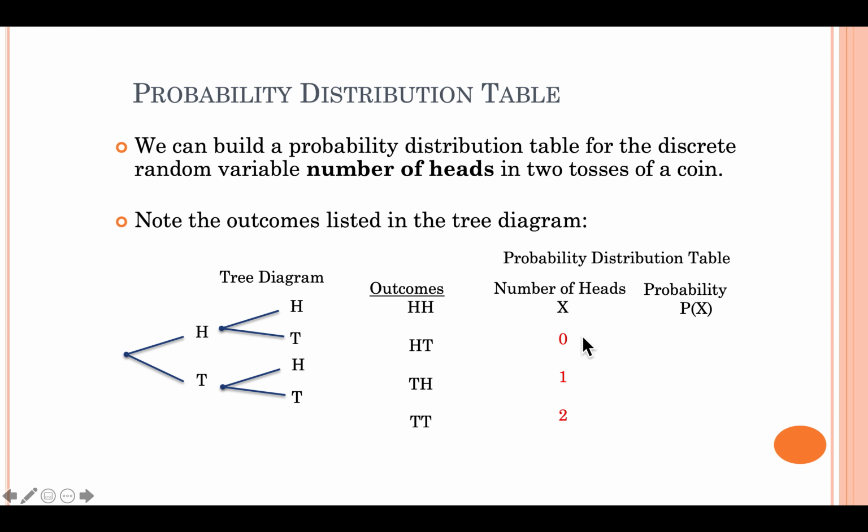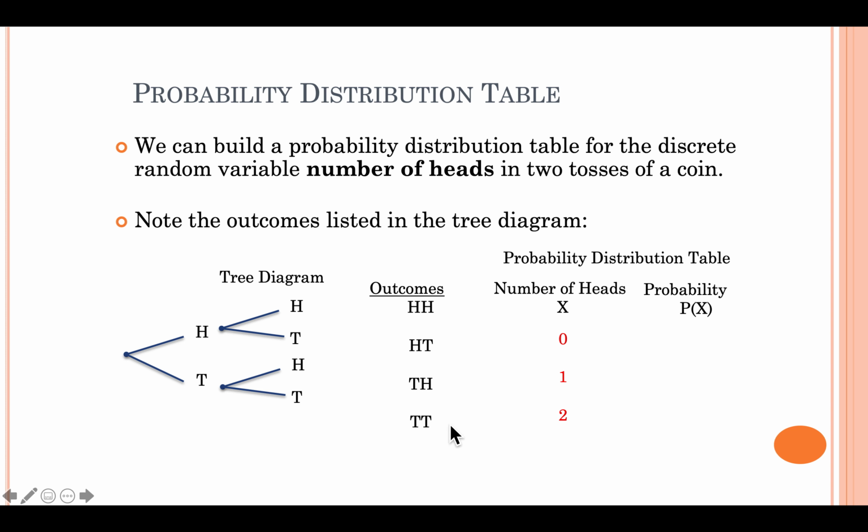So we list all of those possible values of X in the first column, underneath the letter X. Now in the second column, we try to determine what is the probability of that value of X occurring in this experiment. So if X is 0, what's the probability of getting 0 heads?